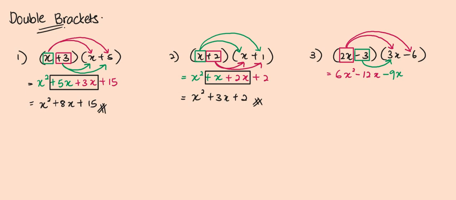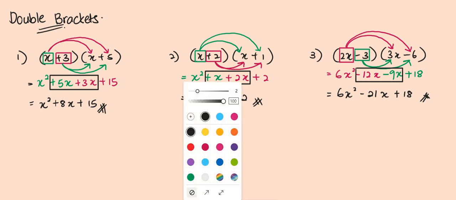The next I have is negative 3 times negative 6. Always solve your symbols first. Negative times negative is positive. 3 times 6 is 18. Once this is done, your next step would be to collect the like terms. These are my like terms, and I'm just going to simplify them. My final answer here will be 6x squared, negative 12x and negative 9x, so basically I will get negative 21x plus 18. This is my final answer.